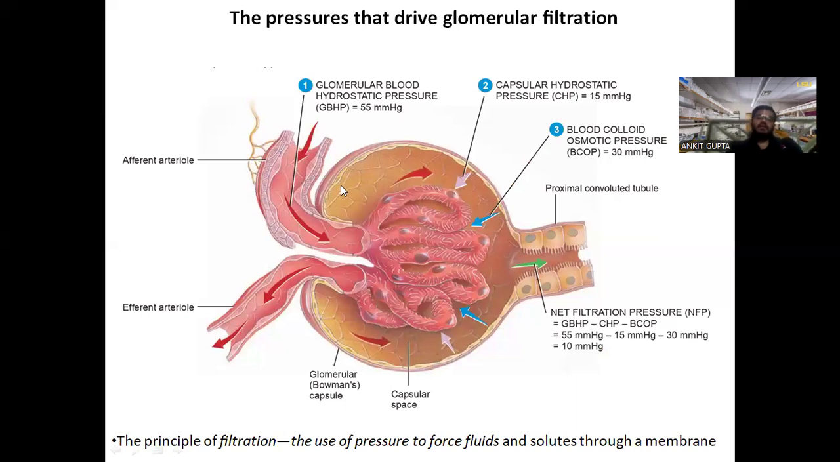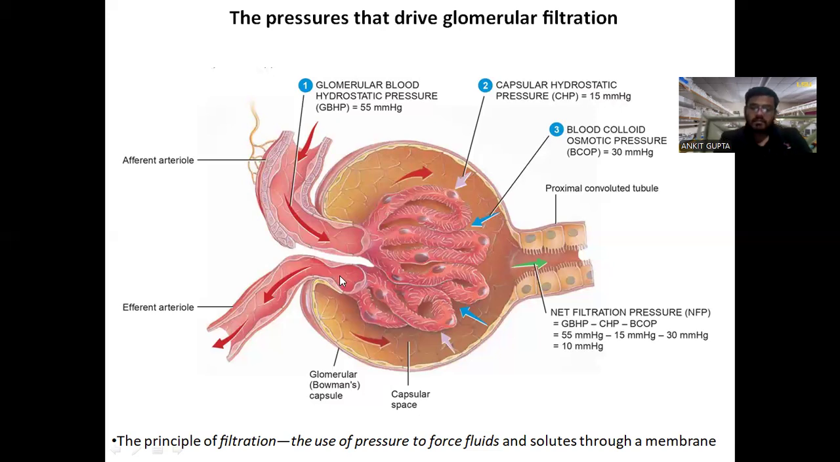This is an afferent arteriole. This is an efferent arteriole. By looking at the image, the first thing we can observe is the diameter of the afferent arteriole is greater and the diameter of the efferent arteriole is smaller. This reduction in the diameter of the efferent arteriole creates a resistance in the blood flow which is coming out of the glomerulus.